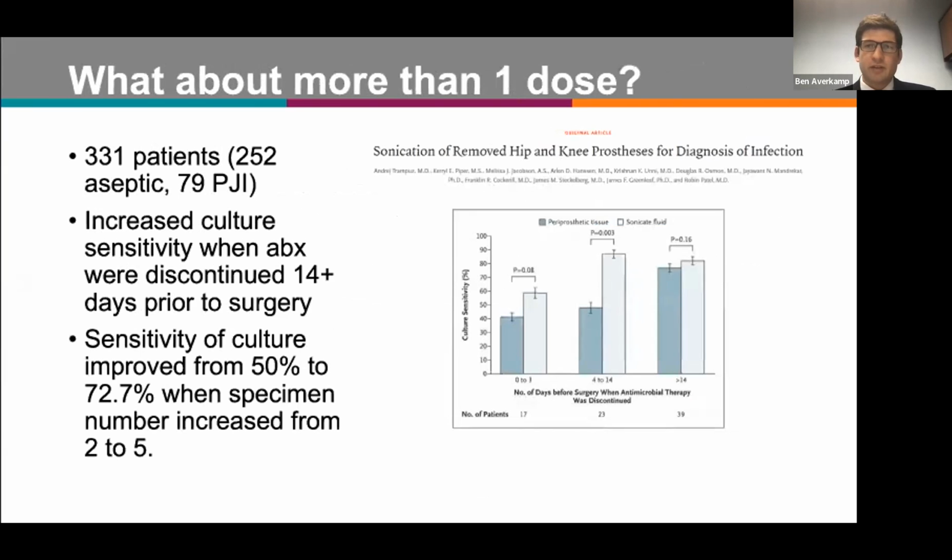This New England Journal of Medicine study out of Mayo looked at 331 patients undergoing revision arthroplasty. They evaluated culture sensitivity based on the timeline of receiving antibiotics. They found a significant increase in culture sensitivity when antibiotics were delayed 14 days or more prior to surgery and culture completion. Sensitivity improved from 41.2% if antibiotics were administered within 3 days to 77% if they were held off for 14 days. Additionally, they evaluated the overall sensitivity of cultures when 2, 3, 4, and 5 cultures were obtained intraoperatively. The sensitivity improved from 50% with only 2 cultures to 72.7% with 5 cultures.